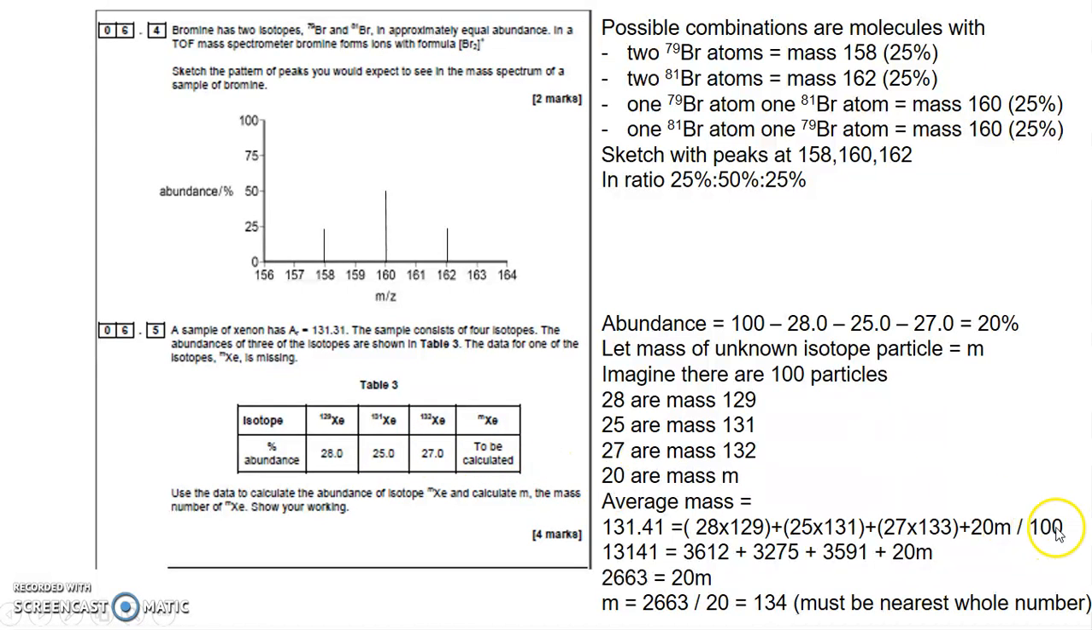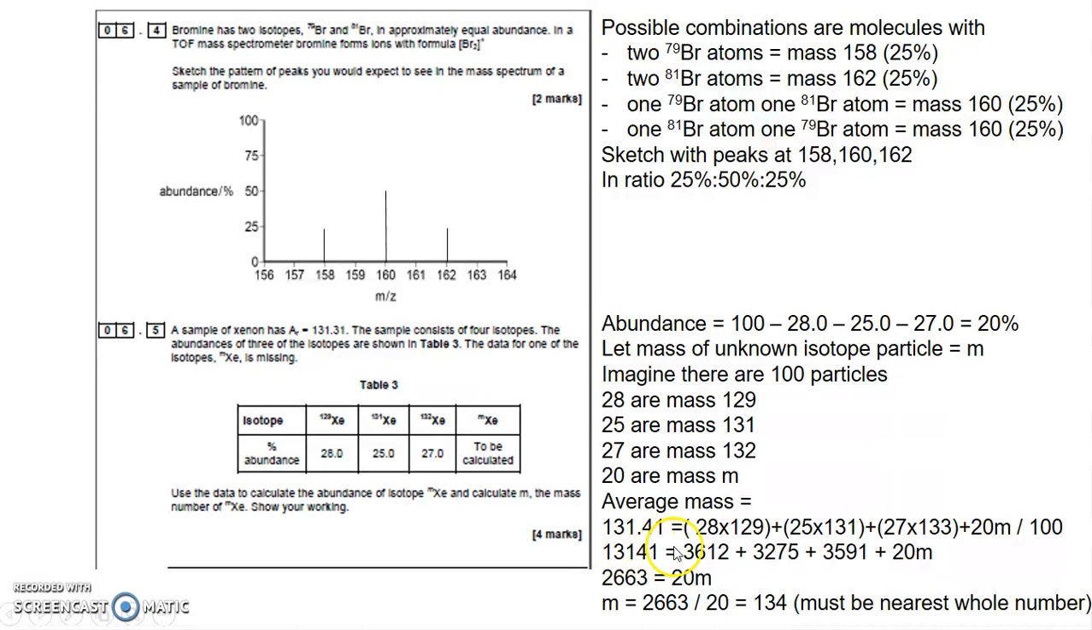If I divide by the number of particles, which is 100, it'll give me an average value, except that it won't quite because I've got m. So I'll take the divide by 100 across to the other side, and I'll multiply the 131.41, which is the average, by 100, so 13141 equals this value, 28 times 129, which is 3612. 25 times 131 is this value, 3275. 27 times 133 is 3591. 20m is just 20m.